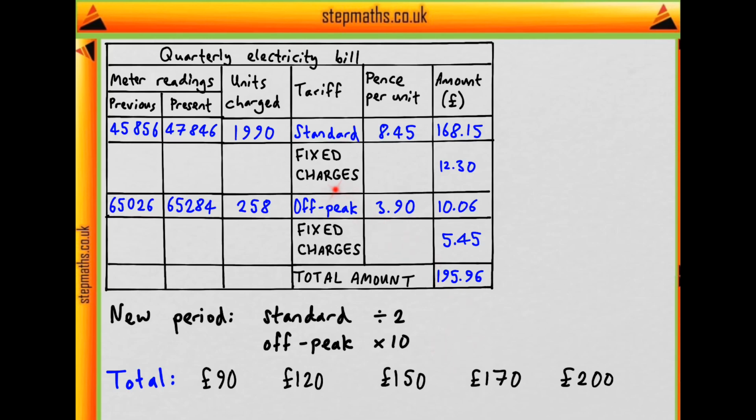Well, if we have a quick look at this table, we can see that this line leads to the total amount from the standard tariff, and so none of this stuff really matters, or the pence per unit, but if we're just halving our standard usage, then we just need to halve this amount. So in our new period, our new amounts will be, so what's half of 168? We'll call it 170, because these are rough numbers. So half of 170 is 85.